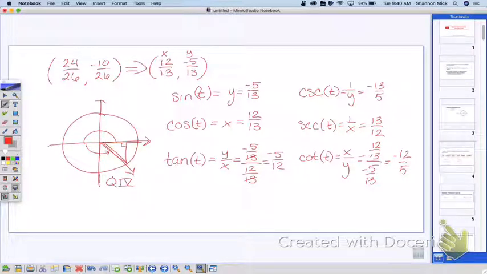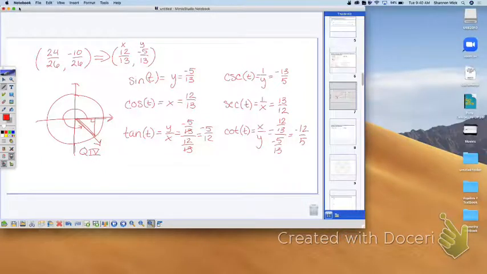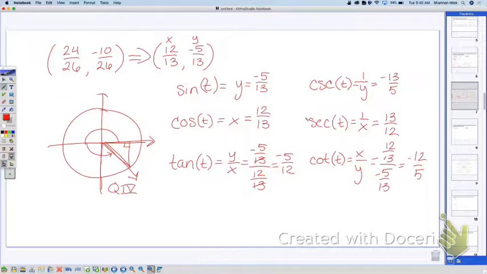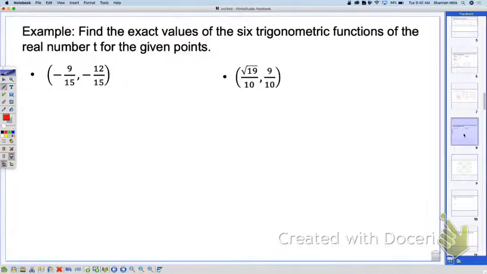Okay, so I think we might have one more, we might not. Let me check. If we have one more, I want you to do it on your own. Yes, I've got 2 more. What quadrant is the first one in? The third, because both x and y are negative, yes? Okay. The second one, what is it in? Quadrant 1, because they're both positive.